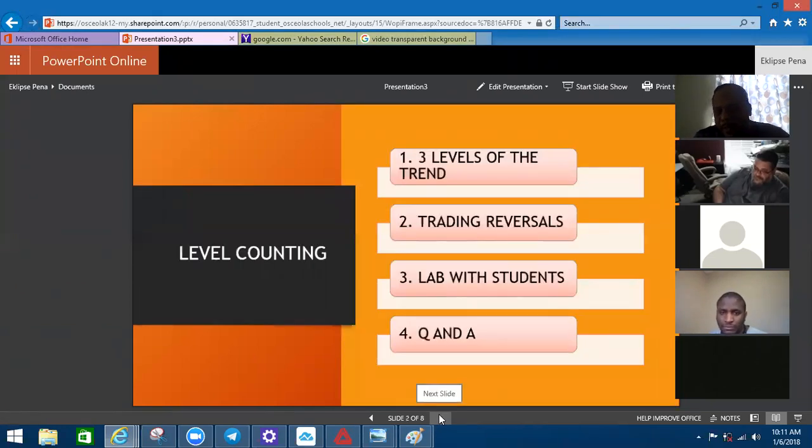The four things that we're going to do today are the 3 levels of trend, which I'm going to explain to you; trading reversals, because in the beginning, that's all you should be trading is reversals; a lab with the students, which means we're going to do charts together; and at the end, we're just going to open it up and everybody just asks questions and I'll answer them as best as possible. All right.